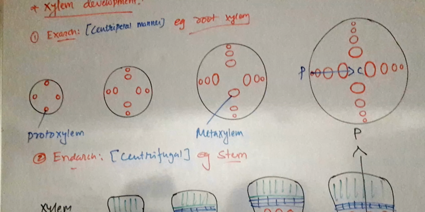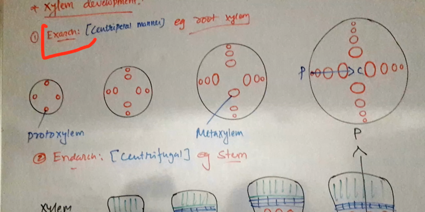Direction means two possibilities. The organ is cylindrical, the sectional view is spherical, round. So either the development of this tissue is taking place from periphery to center or from center to periphery. Based on that, first one, centripetal arrangement, the exarch development of xylem, that is from periphery to center.